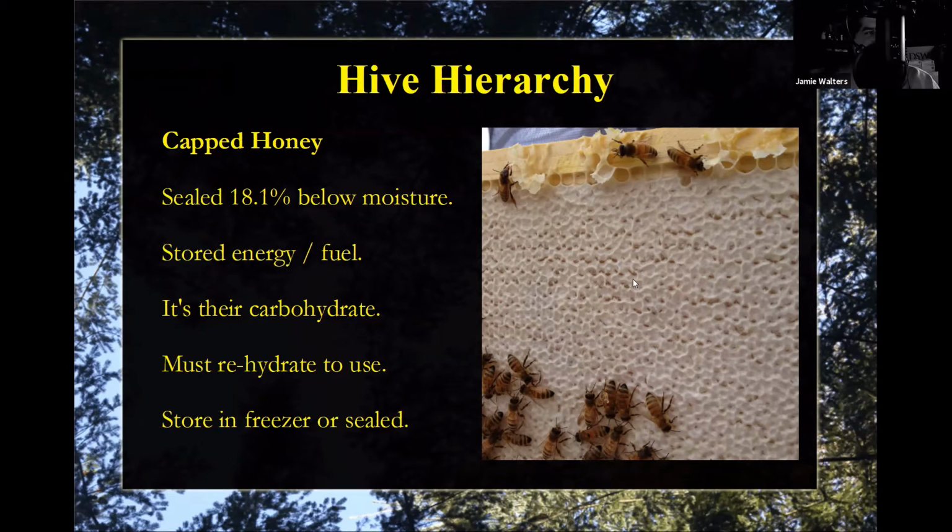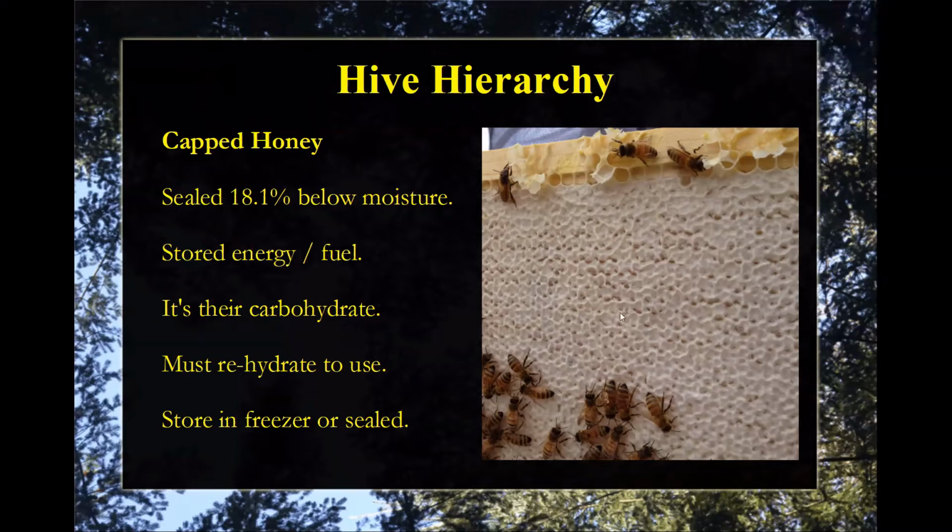The only thing it will do is start to crystallize. Real honey at some point will crystallize, and then the bees will turn around and use it. If I take this frame out of the colony and stick it in my garage, honey is hygroscopic. It'll actually pull moisture from the air.